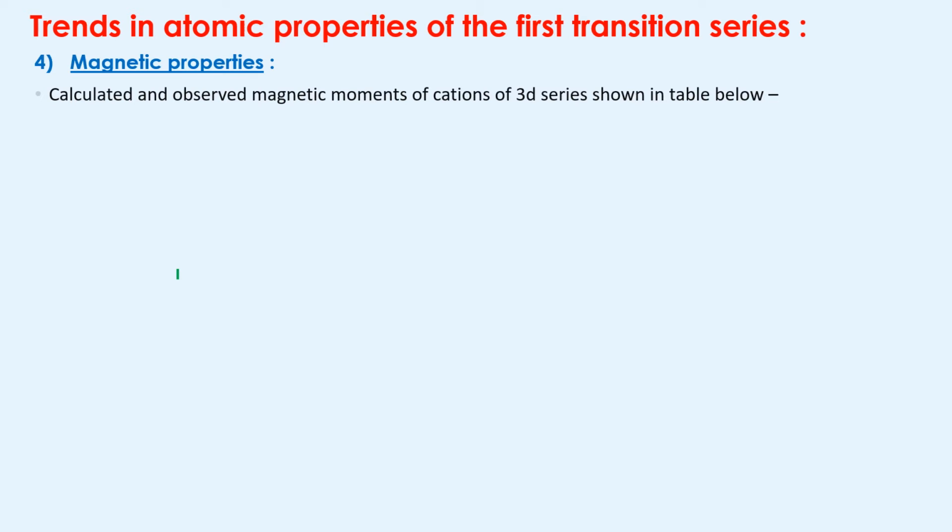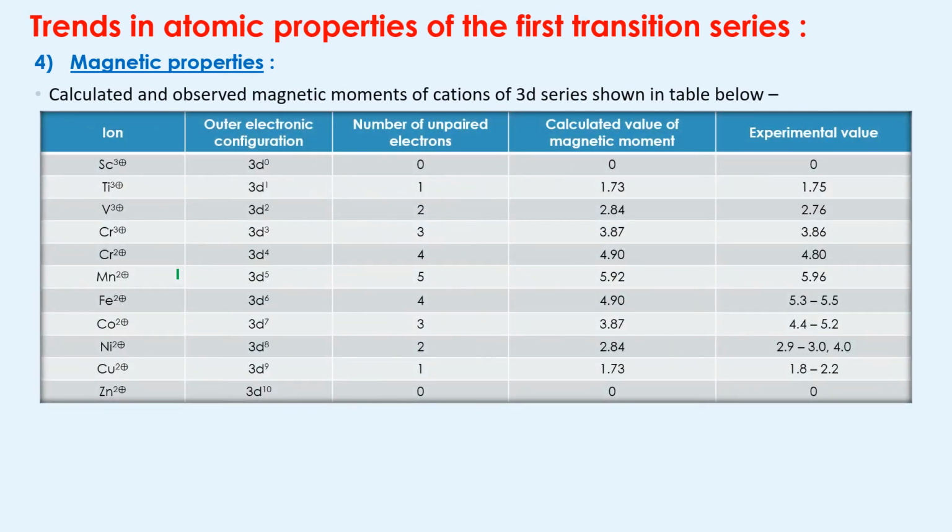The calculated and observed magnetic moments of the cations of the 3d series are shown in this table. Now see scandium in the 3+ oxidation state. In the 3d orbital there are 0 electrons, so the number of unpaired electrons will be 0, and the calculated value of the magnetic moment will be 0, and the experimental value is also 0. Now see the next element, titanium in 3+ form. It has 3d1 outer electronic configuration, so the number of unpaired electrons is 1. The calculated value of the magnetic moment will be 1.73, but there is a very slight difference in the experimental value, which is 1.75.